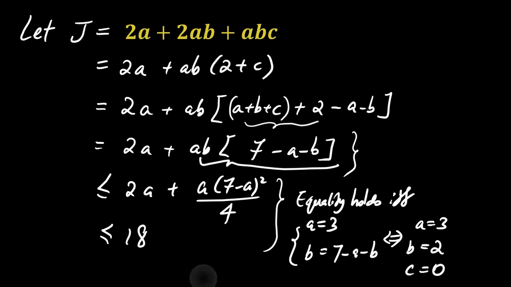Now we have shown that the maximum of J is indeed equal to 18, and this happens when A equals 3, B equals 2, and C equals 0.